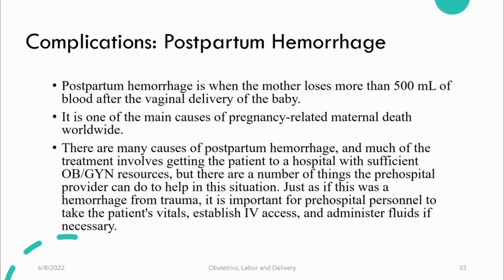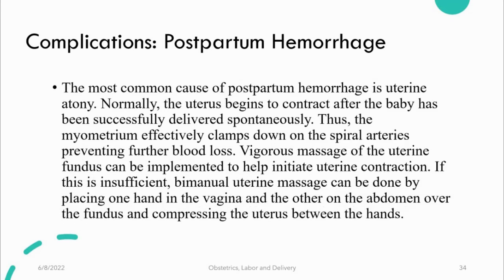Yet another complication is postpartum hemorrhage. It is one of the main causes of pregnancy-related maternal death worldwide. Some bleeding is going to be normal, but when you have that larger amount of bleeding, there are a couple of things that we can do in order to try and reduce that bleeding. First, bleeding is bleeding. It's a hemorrhage, so we want to treat this patient just like we treat any patient that is hemorrhaging. Establish IV access if you can, and administer fluids if you can.